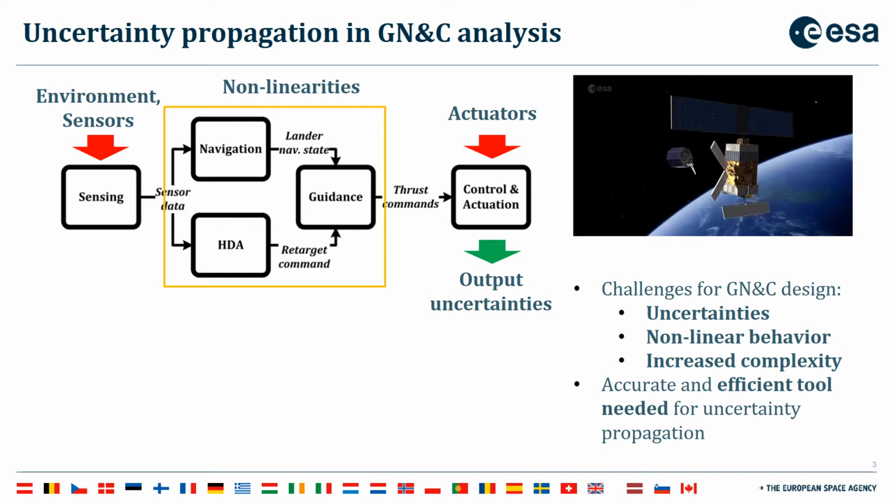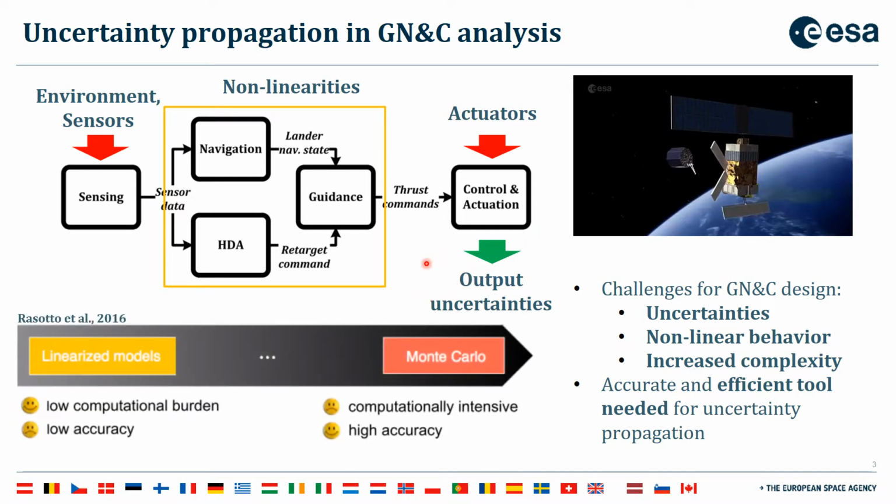But of course, when designing the systems, we need to validate their reliability, their accuracy, and their performance in general. And we often do this by using models of these systems and propagating uncertainties through these models. These uncertainties come from the environment, from the sensors, from the actuators in the system, and of course the models are non-linear, and this gives you output uncertainties.